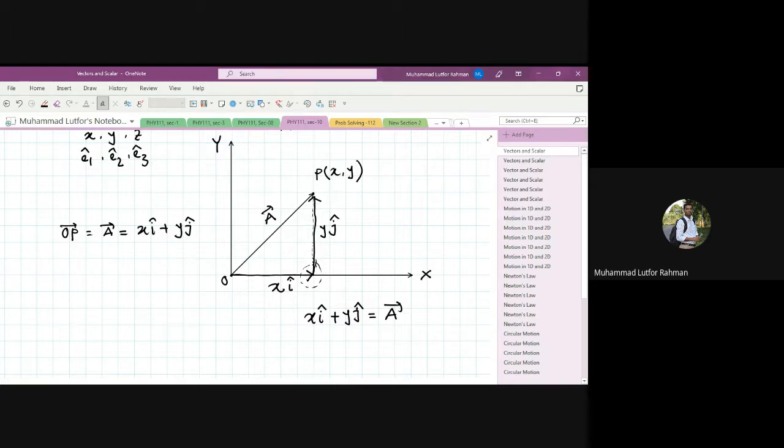So that means the vector triangle law is very important. Every time, if we want to find anything here, we are going to use this vector triangle law. It's a very useful law. That's why I said that.